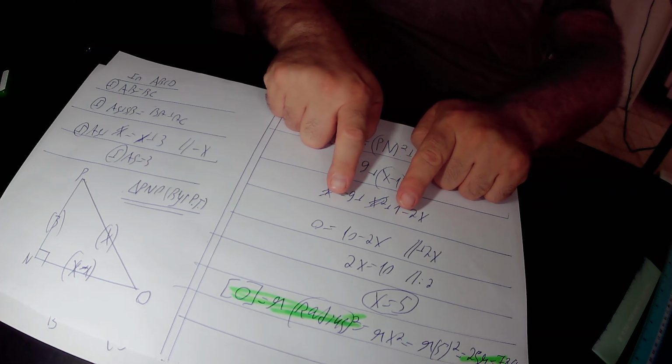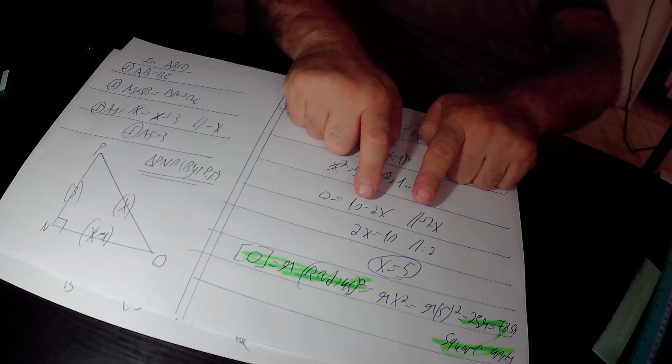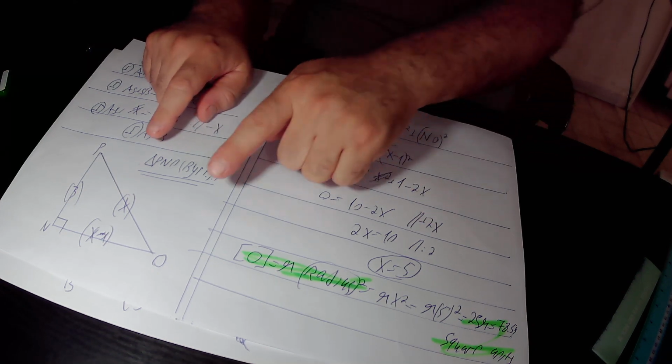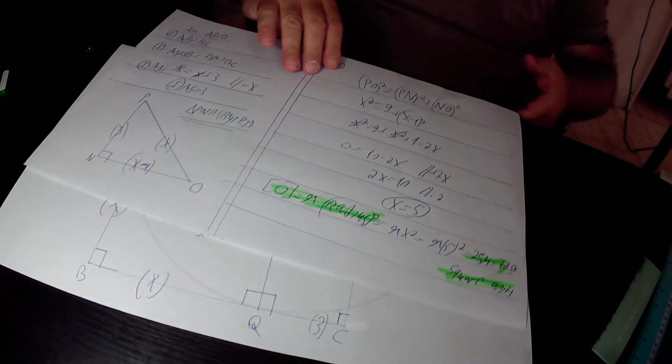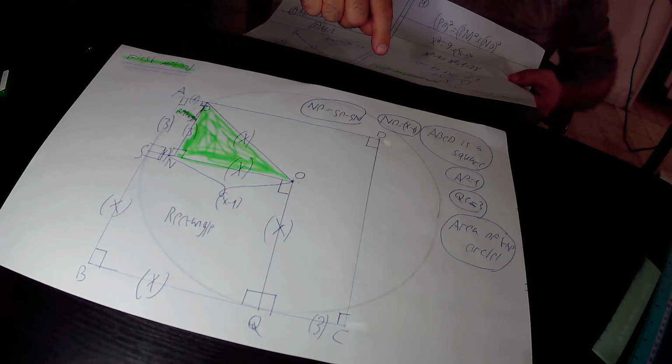Here we added 2X to this equation, and found out that 2X equals 10. Here we divided this equation by 2, and finally found out that X equals 10 over 2, that is 5. So actually the length of the hypotenuse PO, that is X, equals 5 units. X is also the radius of this circle. So the radius of this circle is equal to X, that is equal to 5 units in its length.